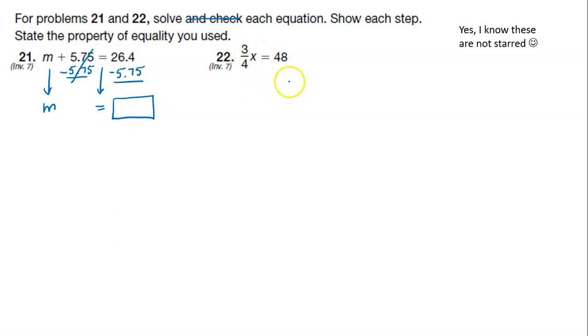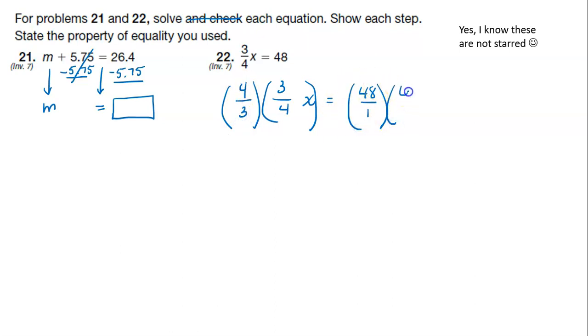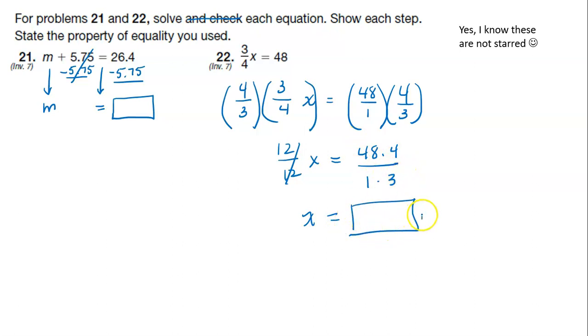Here we have 3/4 x, so what we're going to have to do is multiply by the reciprocal. So the reciprocal is 4/3. What I do to one side of equals, I have to do to the other side. This ends up being 12 over 12x is equal to 48 times 4 over 1 times 3. 12 over 12 is 1. You'll multiply and then you will divide to find your answer.